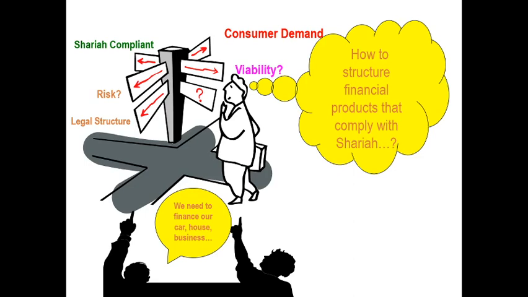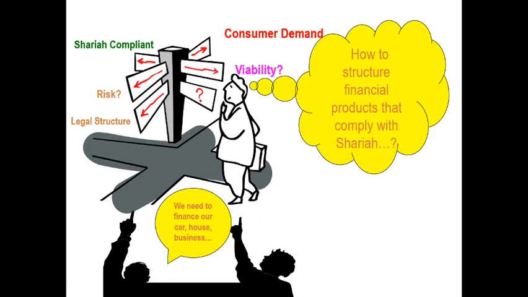So in order to structure financial products that are Sharia compliant, these are a few things which are important for the banks to understand or to consider during the structuring of products. So the first one is the Sharia compliance of the product, the risk elements, the legal structure, the viability of the products, and also the most important thing is the customer demand.